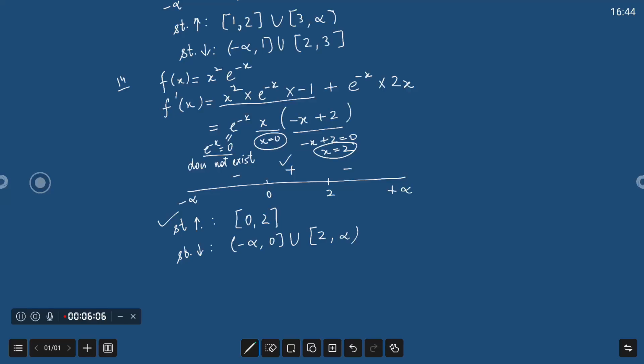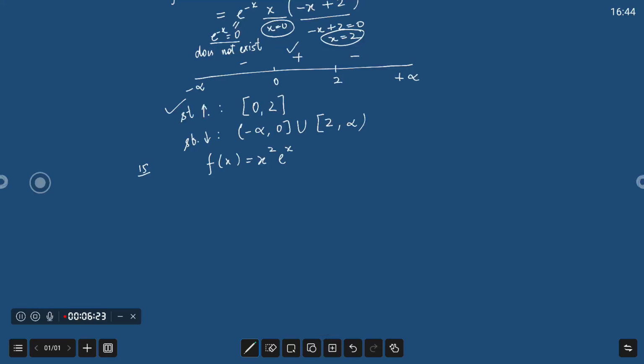Now question number 15. f(x) equals x^2 e^x. So this is similar to the previous question. The only difference is that the exponent here is positive. It is plus x and in the previous it was minus x. So how do you differentiate? What is the derivative of this function? First function into derivative of second function plus second function into derivative of first function. Now what is common? e^x into x. So what is left out? x plus 2.